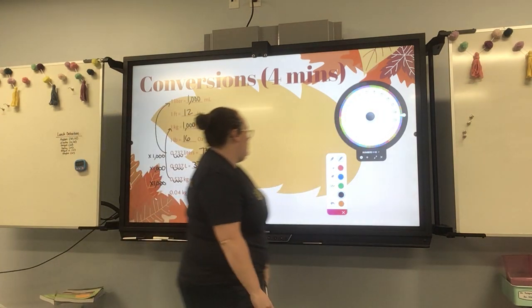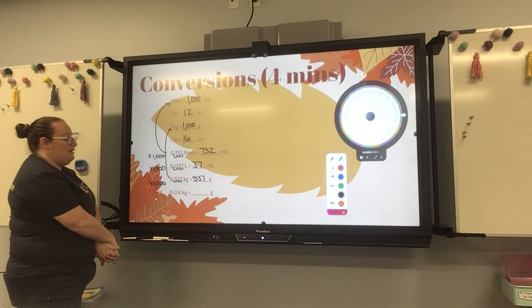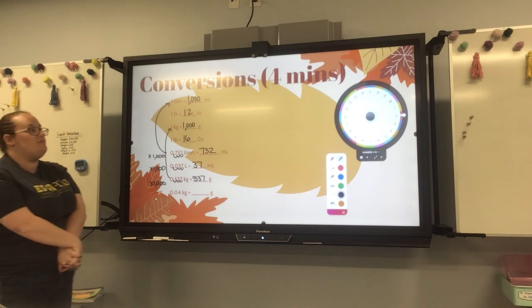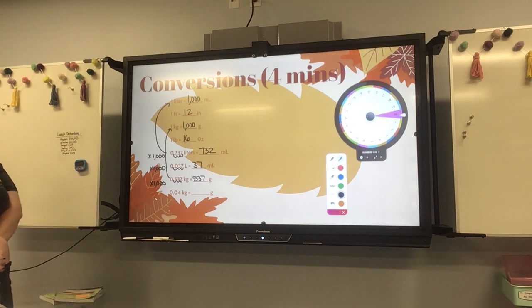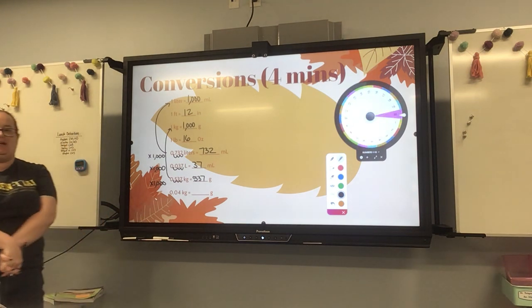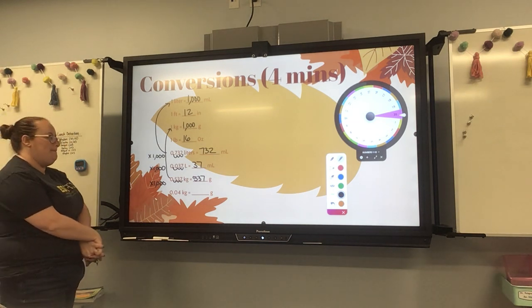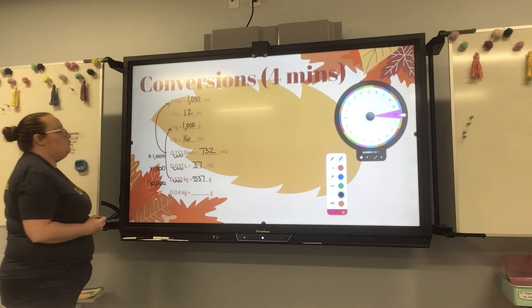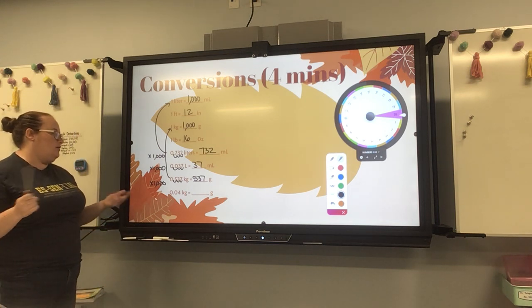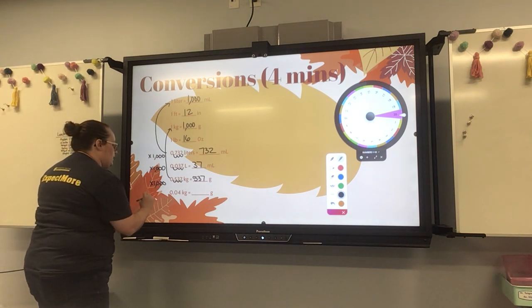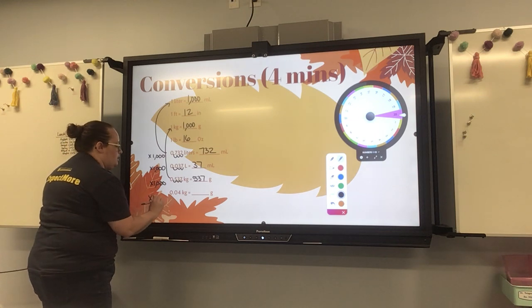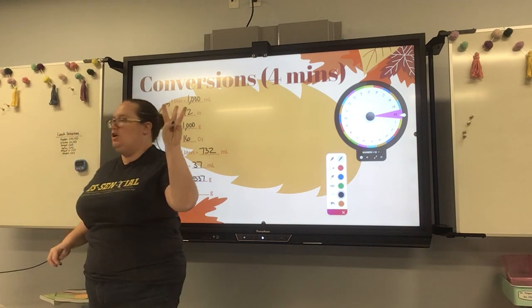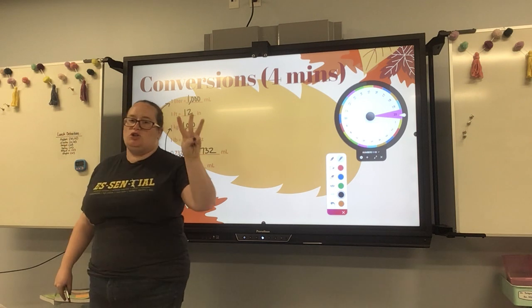Last one. 400 kilograms is how many grams? Number 20. Anybody? Well, again, I'm still going to use that same conversion. 1 kilogram is how many grams? I'm going to be multiplying times 1,000, which means that I'm moving the decimal 3 spots to the right.